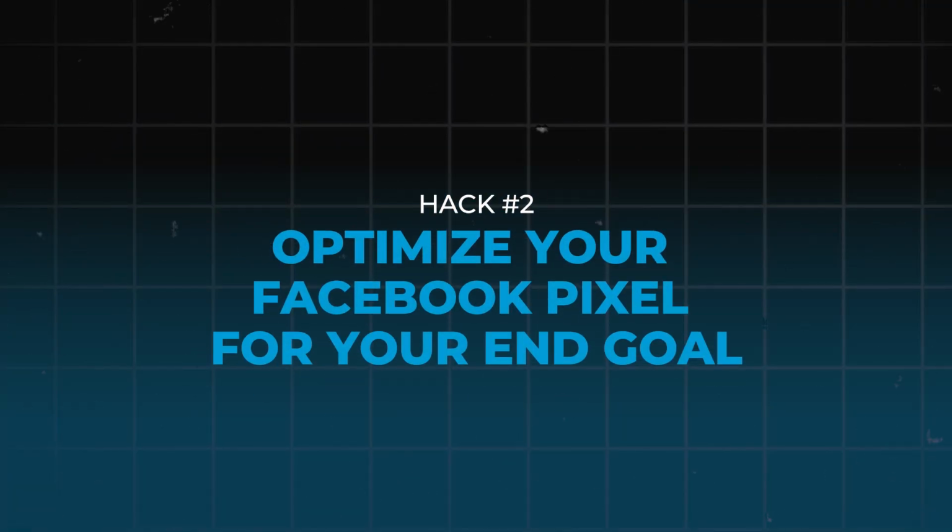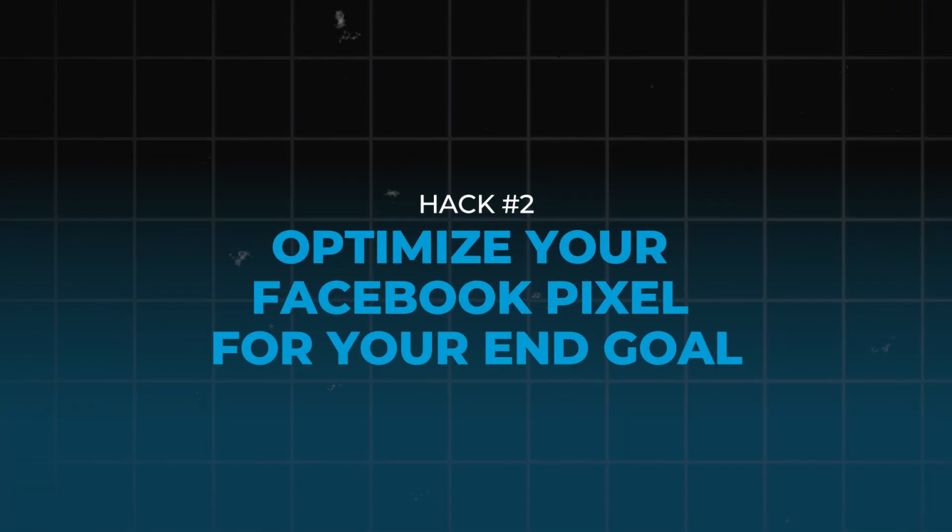All right, ad algorithm hack number 2 is to optimize your Facebook pixel for your end goal. Let me explain what this means and then I'll show you how to do it. It's super easy, but this one is important because this is the hack that's going to stop you from getting fake leads from Facebook that you never hear back from.